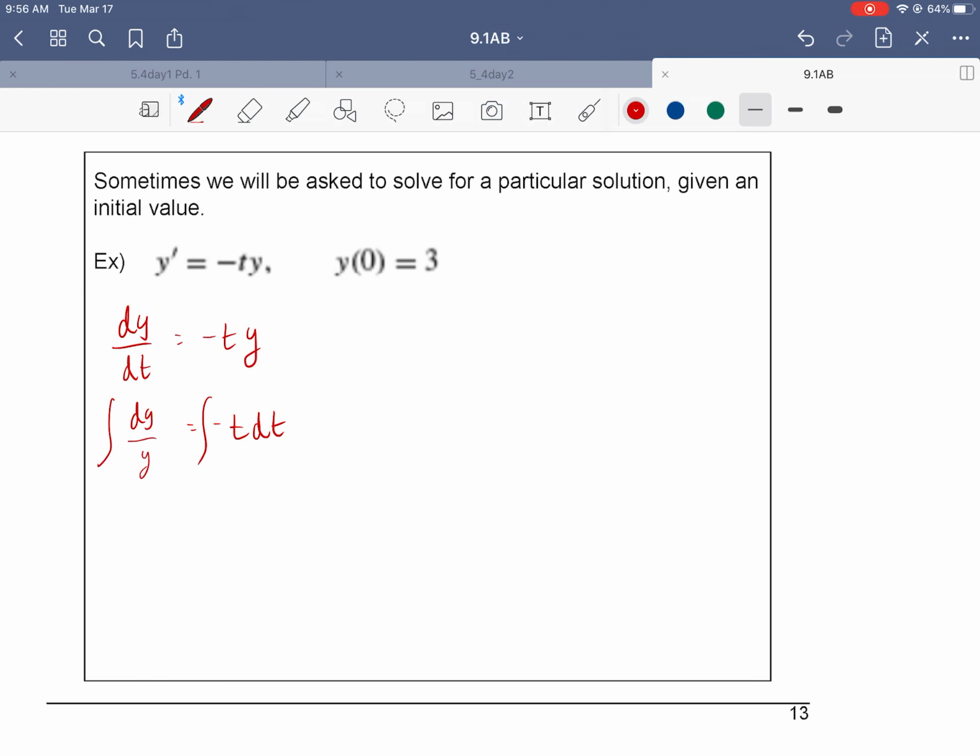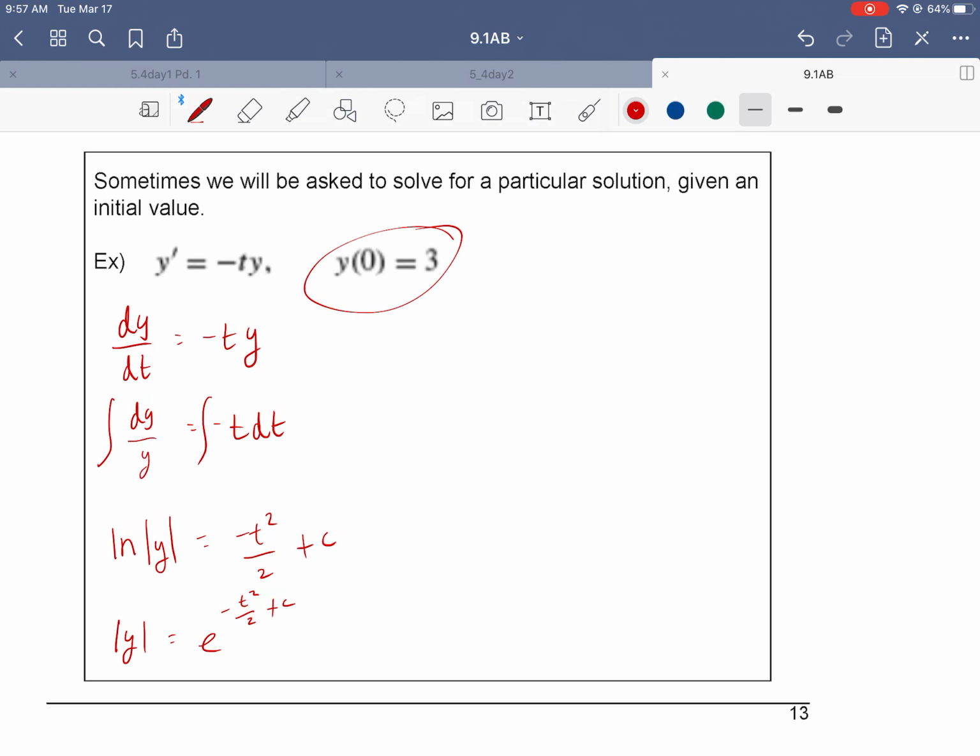Okay, so now when we integrate, we're integrating 1 over y, which goes to ln absolute value of y equals negative t squared over 2 plus c. We exponentiate, and we get the absolute value of y equals e to the negative t squared over 2 plus c. We don't need the absolute value on the y in this case. It's not wrong to keep it, but an exponential is always going to be positive in this case, so we don't have to worry about that.